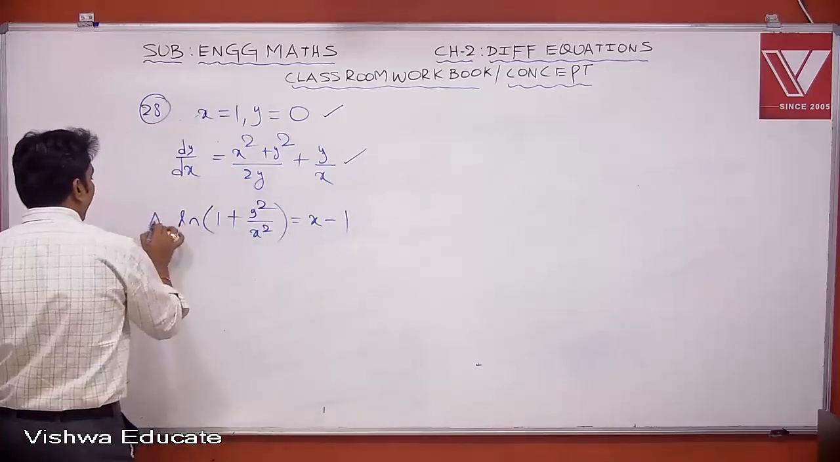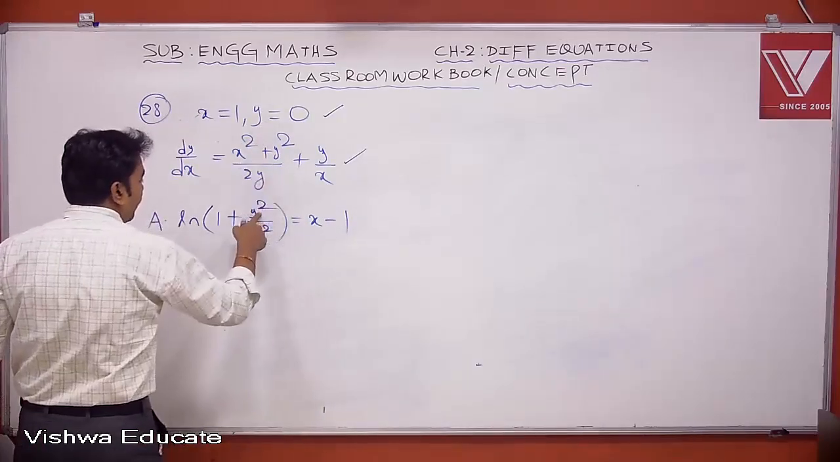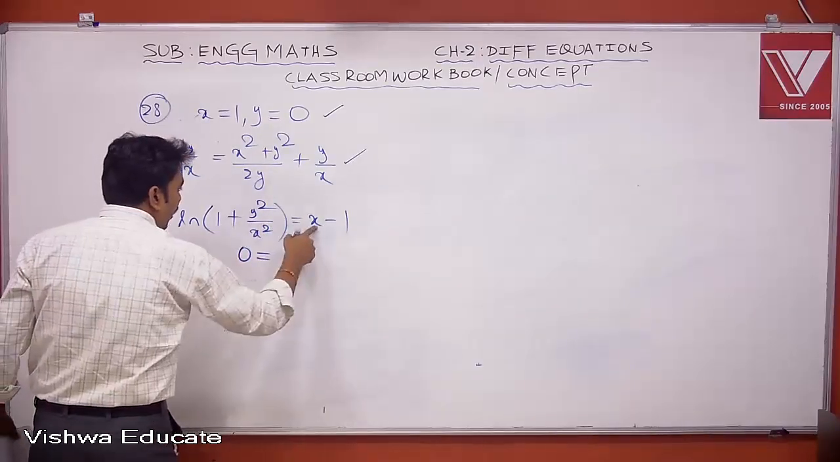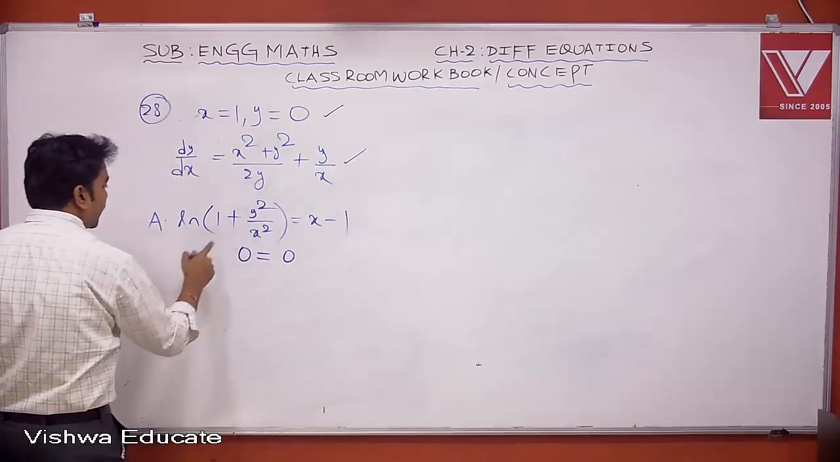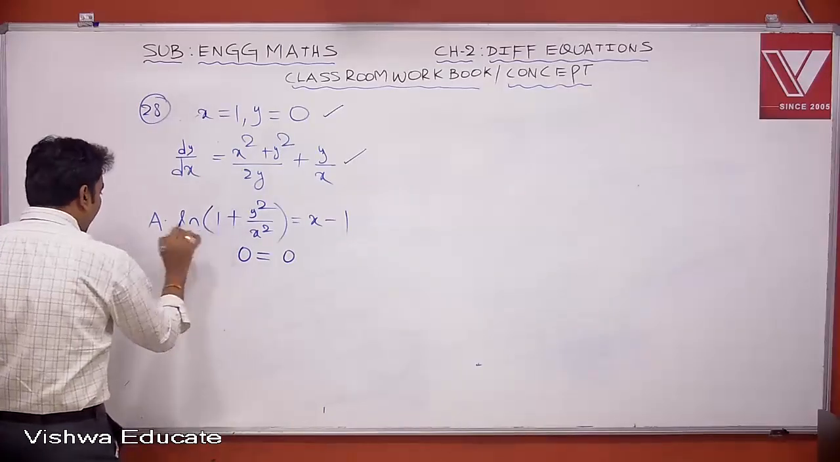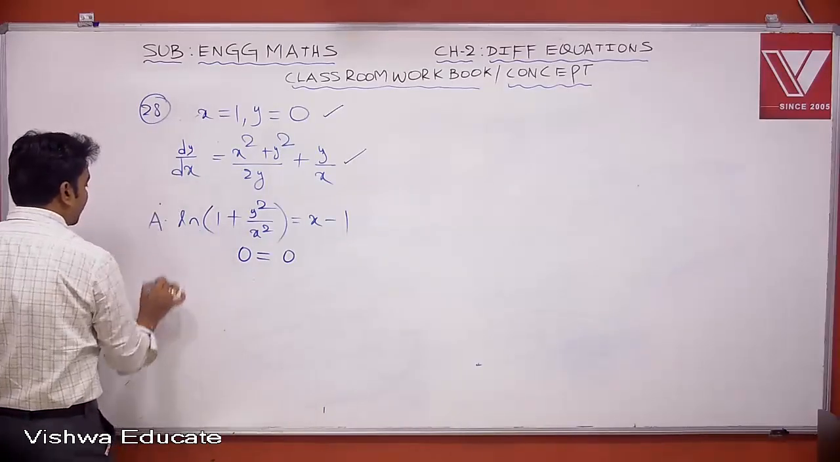This is option number A. So replace y by 0, x by 1, you will get log 1. Log 1 is 0, 1 minus 1, 0. So it satisfies the given boundary condition. It may be the right answer, may not be. So don't confirm this and don't eliminate, hold it.